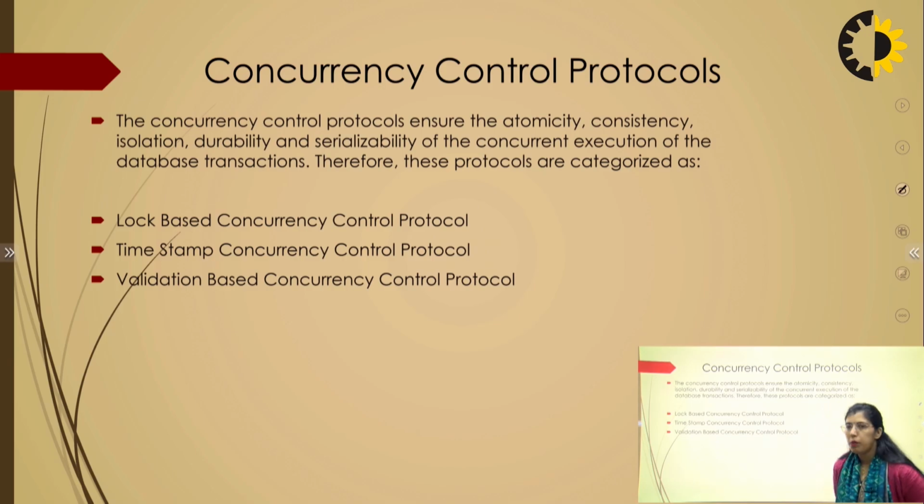Next are the protocols that are used in concurrency control. These protocols ensure atomicity, consistency, isolation and durability along with the serializability of the concurrent executions of database transactions. Therefore, these protocols are categorized as: lock-based concurrency control protocol, timestamp concurrency control protocol, and the last one is validation-based concurrency control protocol. In today's video lecture, I'll be discussing the first two protocols.